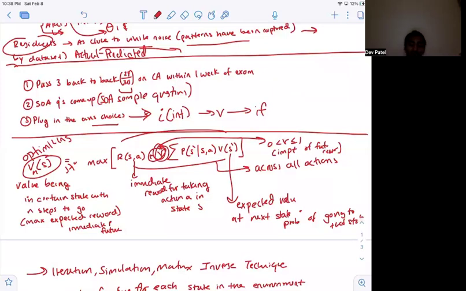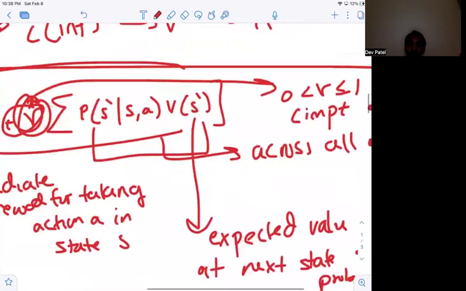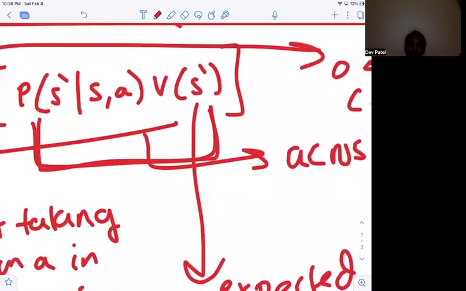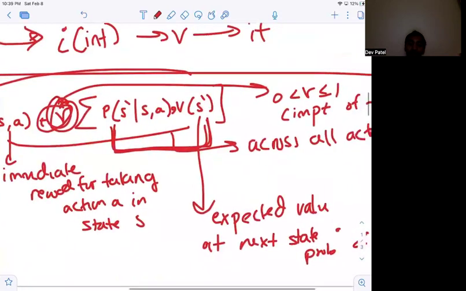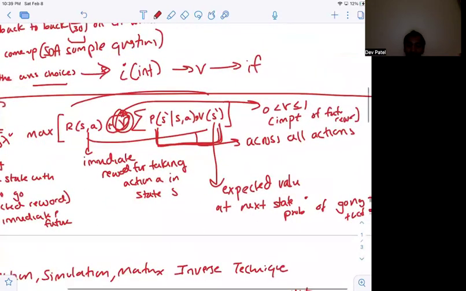Then we want to see what the future reward is. Now, how can we get the future reward? Well, that is through summing over all of the states that we can be at and multiplying by the value of being at that state. So it's the summation of the product of the probability of being at that next state times the value of being at that next state.